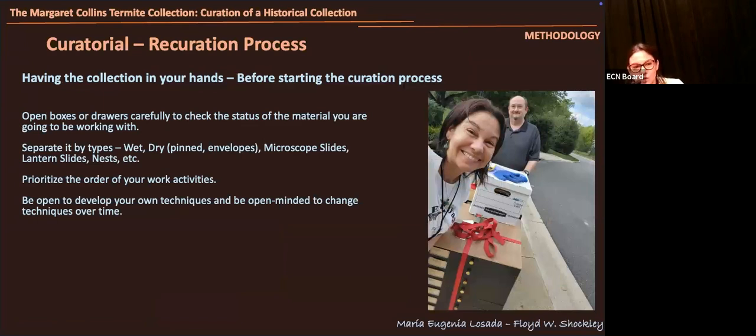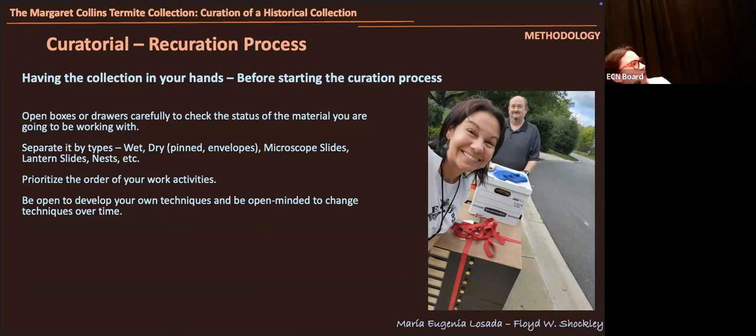So everything started when Floyd and I went together to pick up part of the dry collection, the slides, and some other things from MSC, and we brought it to the National Museum of Natural History. The wet collection was actually curated a few years, like one decade ago. So it was ready with new standards, but everything else needed to be curated.